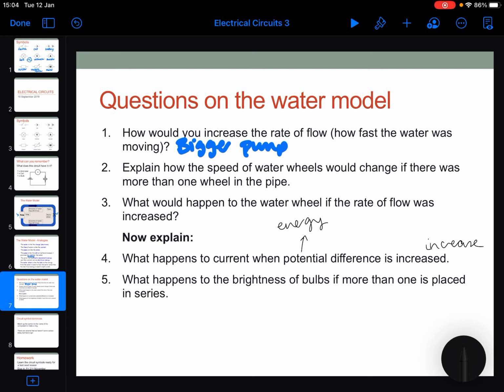Number 5. What happens to the brightness of bulbs if more than one is placed in series? Now what I mean is if you have one bulb, it would be quite bright. But if you have 2 bulbs next to each other, just like the idea of having 2 water wheels, it would be dimmer because that energy is having to be shared between them. They'd go slower if they were water wheels.